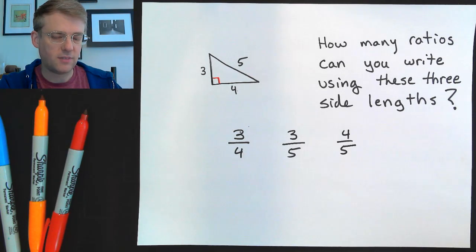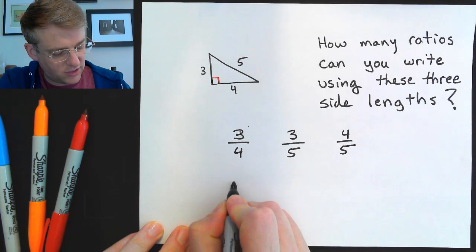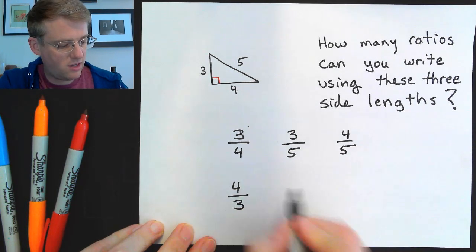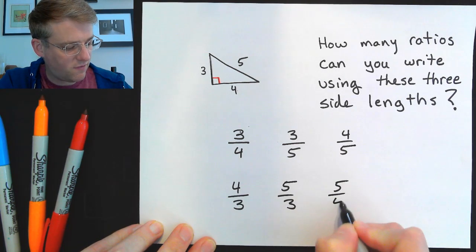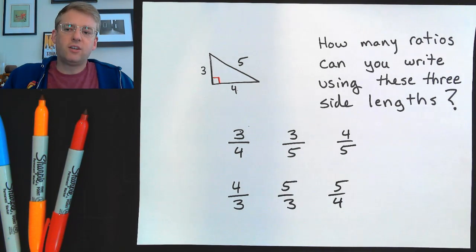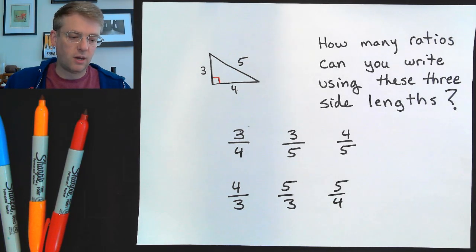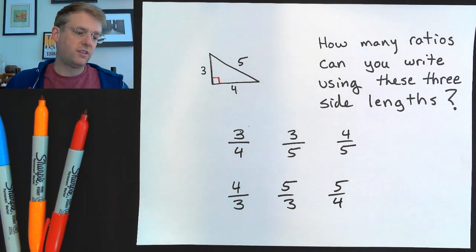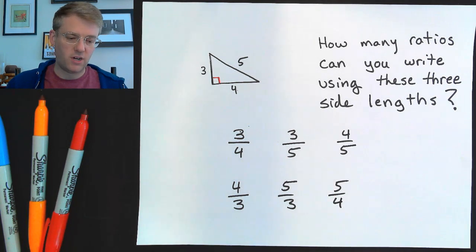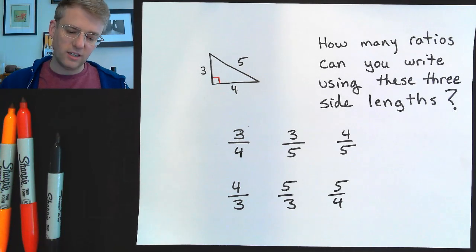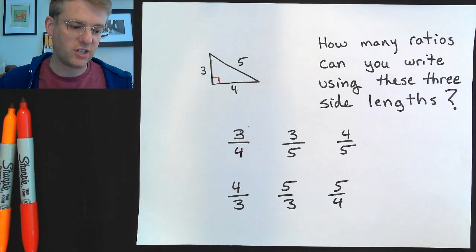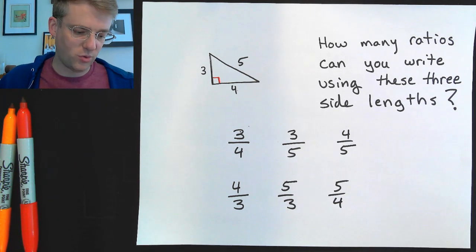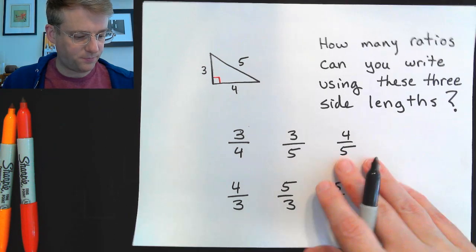Are we done? Not quite. We could also do the reverse of these. 4 to 3, 5 to 3, and 5 to 4 are also valid ratios to make out of these three numbers. So in total, there are 6 different ratios we can write among the three sides of a triangle. We're going to go a little bit beyond that, and instead of just using numbers, we're going to use opposite, adjacent, and hypotenuse to specifically refer to these ratios in a given triangle.